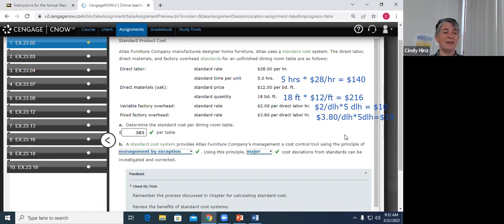So I'm not suggesting that every variance, no matter how big or small, needs to be investigated. All I'm trying to suggest is that it's up to the company to decide at what level they look at this variance and what level is considered major. Is it 1%, 2%, 5%, 0.5%? It's up to the company to make that decision.